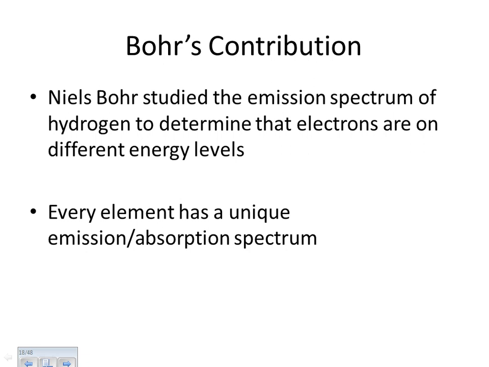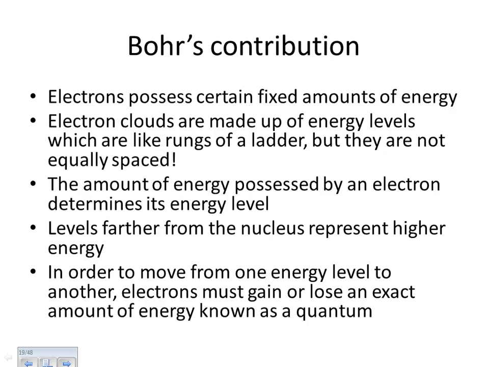So Niels Bohr, we talked about some things that he proposed in a different video, but he ended up studying the emission spectrum of hydrogen to determine that electrons are in different energy levels, and he also tells us that every element has a unique emission absorption spectrum. Now, he did a lot of other things. I'm just going to run through this. You can read this for yourself. But the big part of it is that he determined that electrons possess a fixed amount of energy.